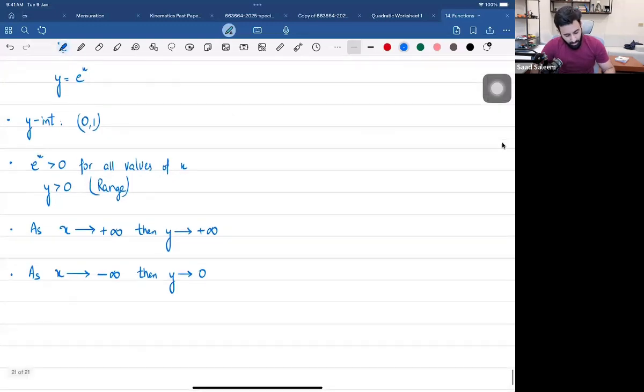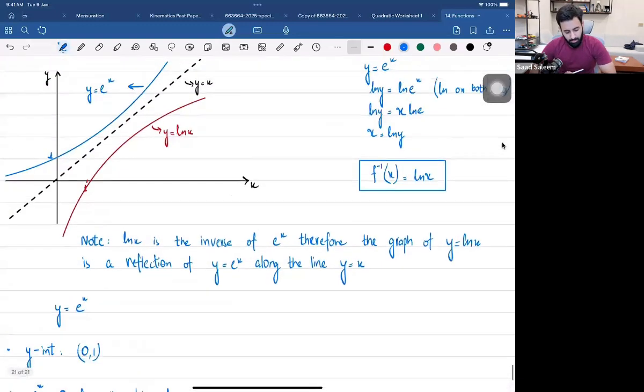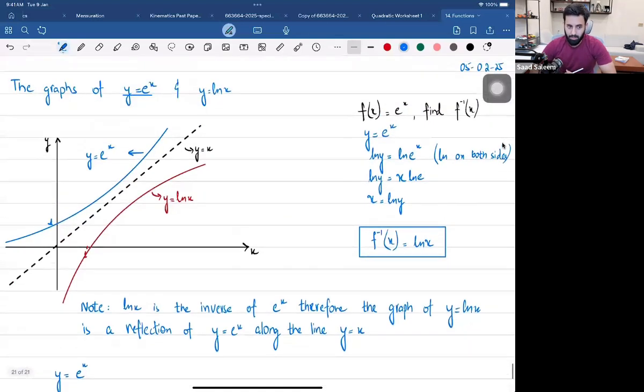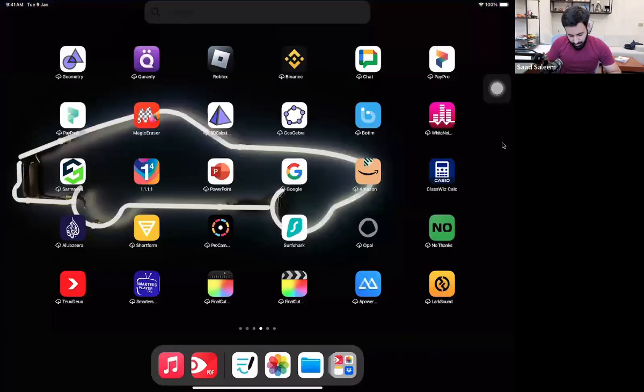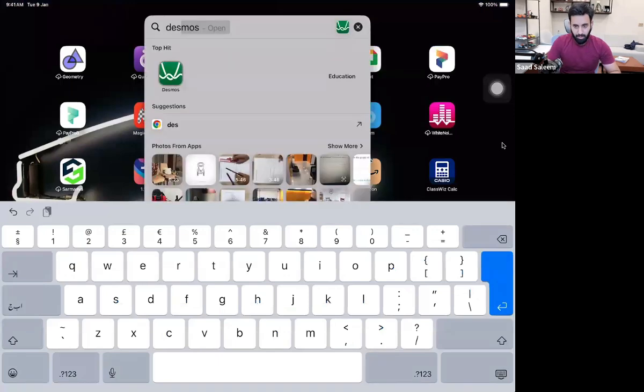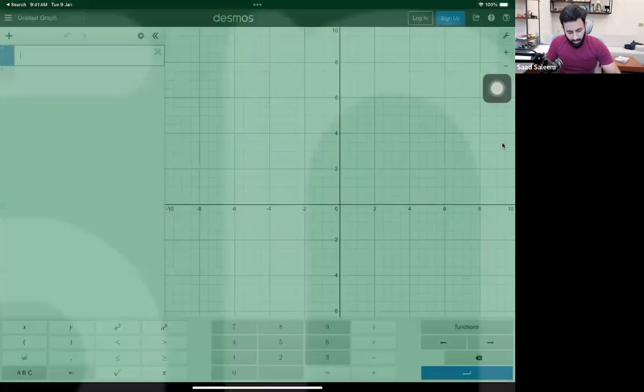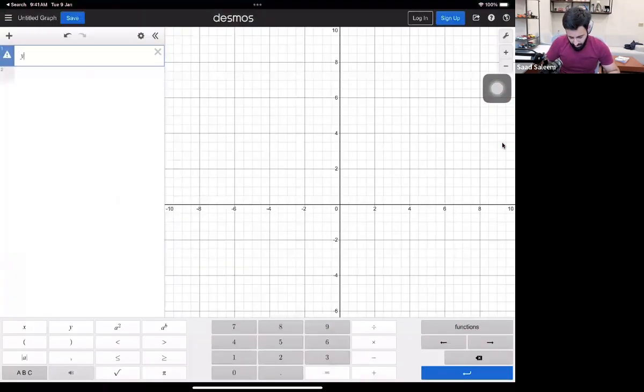And what about the asymptote? Where's the asymptote of e power x? Does it have a horizontal asymptote or a vertical asymptote? Before you answer that question, I'll make your life easy. Let's draw the graph over here. It has a horizontal asymptote, that's correct.